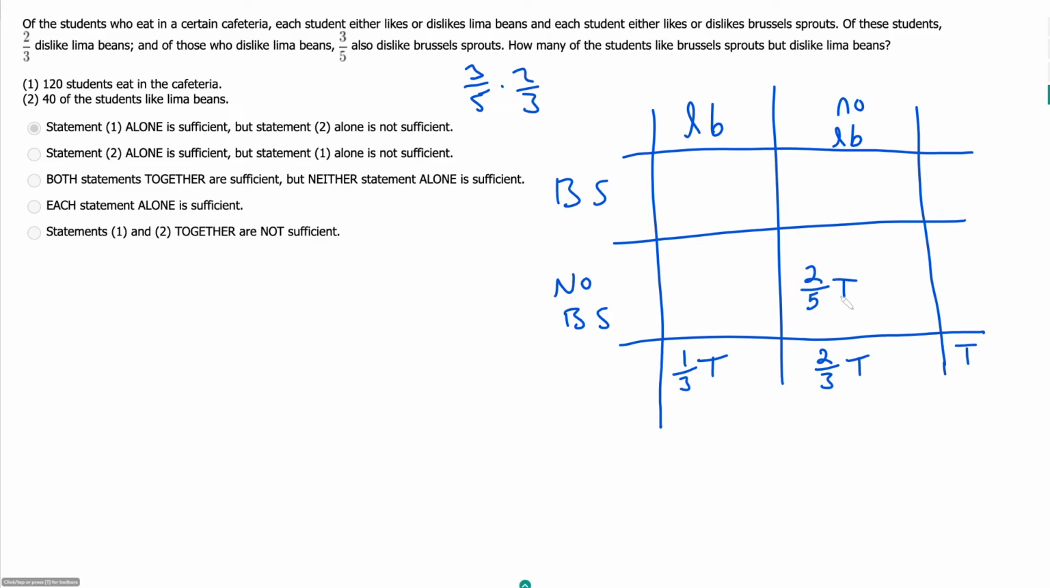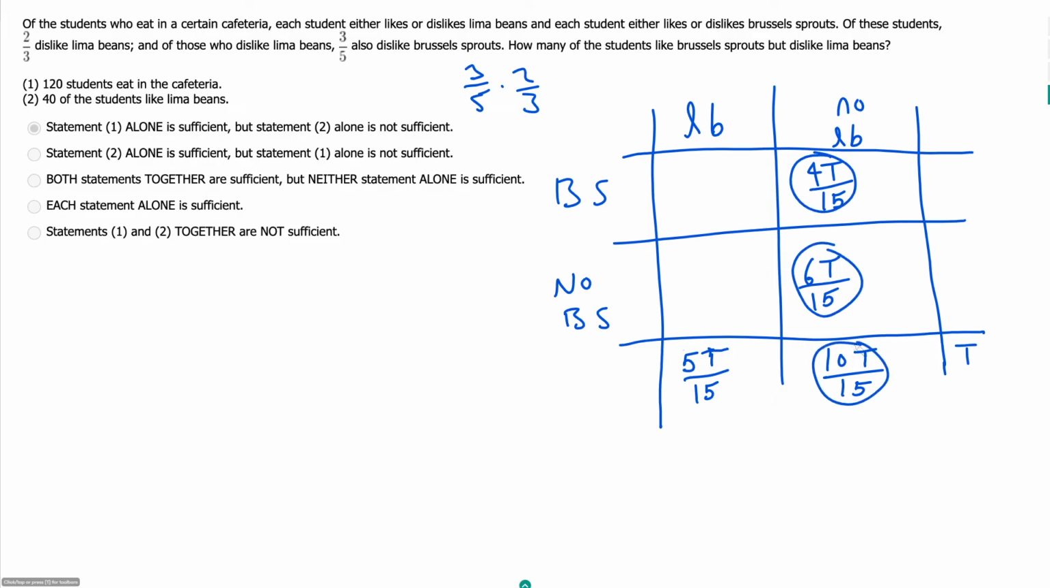And so seeing this, what I might do is try and get everything in terms of a common denominator, which is 15. So this will be 6T over 15. This will be 10T over 15. And this here will be 5T over 15. And so we should be able to fill in this spot here, Brussels sprouts but no lima beans, and that should be 4T over 15.